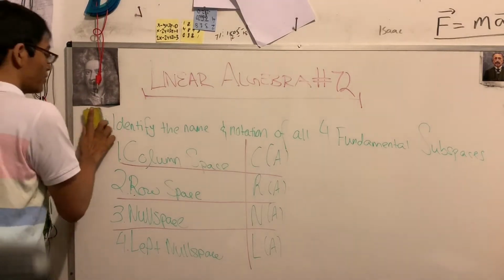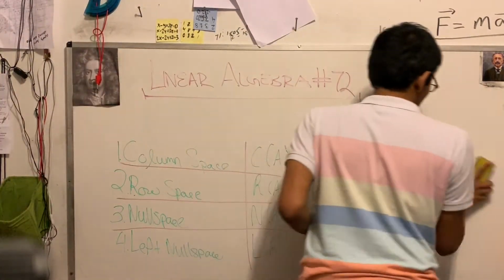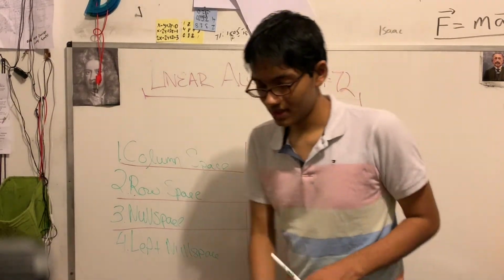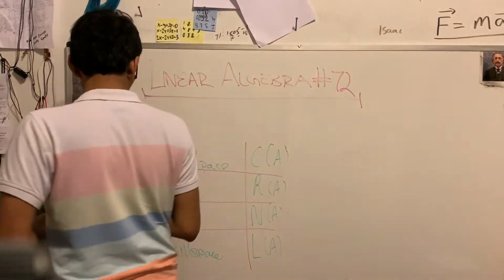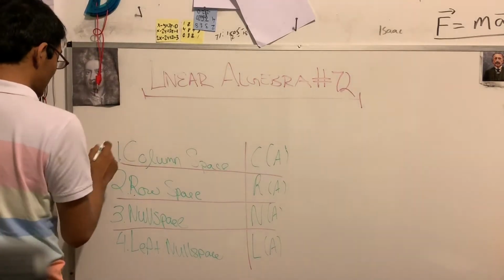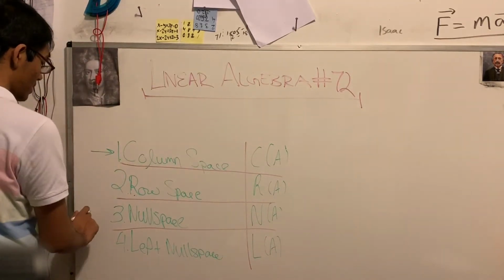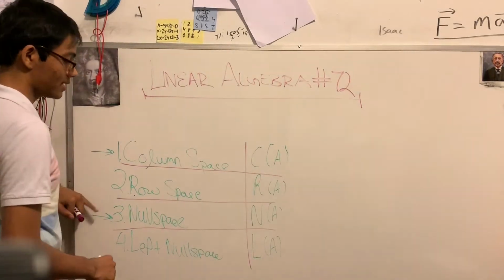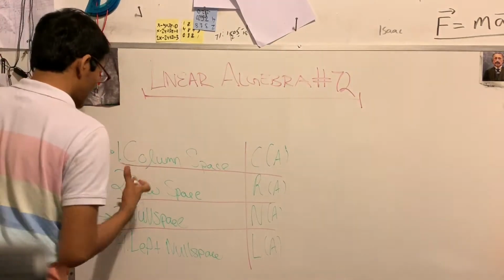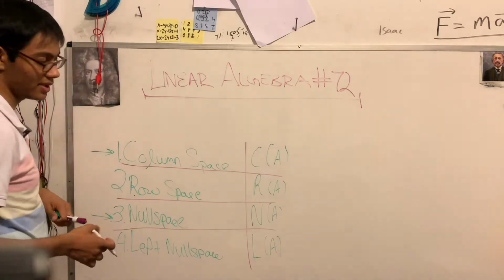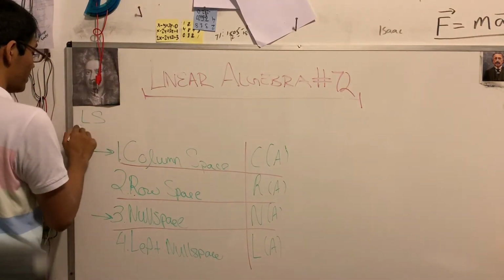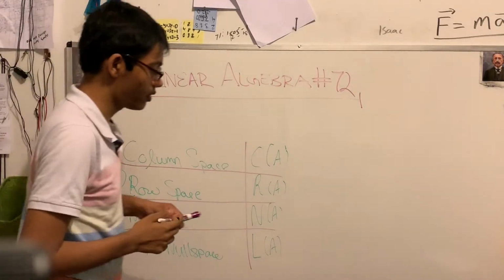Okay, so now we're gonna move on to a lesson where we're gonna identify some of these spaces. Let's identify the column space and the null space. Yesterday we did the row space and the null space. Today we're going to be doing an example of identifying the column space and a null space of a matrix.